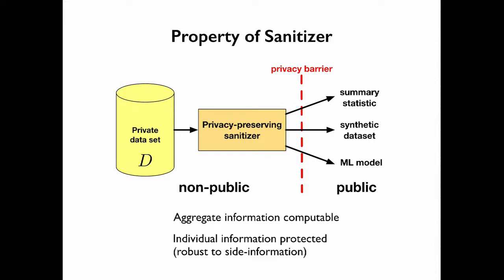Well, what the sanitizer wants to do is make aggregate information about the data set computable, right? So things like population properties about the data should be relatively accurately available across the privacy barrier. However, individual information should be protected. And so information about specific people in the data should be protected. And this should also be robust to side information, because people do have side information, linkage information is available and searchable. So this protection should be relatively robust to some side information that the adversary may have, okay?